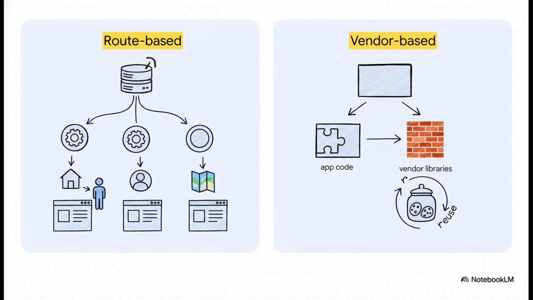Super simple, super effective. But then, on the other hand, there's vendor splitting, and this is really clever. This separates your app's code from all the third-party stuff, libraries like React. And why is that a game changer? Because those libraries almost never change. Your browser can download them once, hang on to them, and on every future visit, they load instantly. That is a huge performance win.